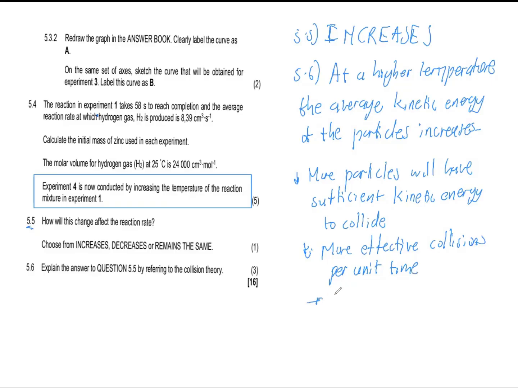And then thus increasing the rate of reaction. That's the explanation, guys. Put it like that. At a higher temperature, the average kinetic energy of the particles increases. More particles will have sufficient kinetic energy to collide, leading to more effective collisions per unit time, thus increasing the rate of reaction. Just like that. And then you have earned yourself 3 marks.